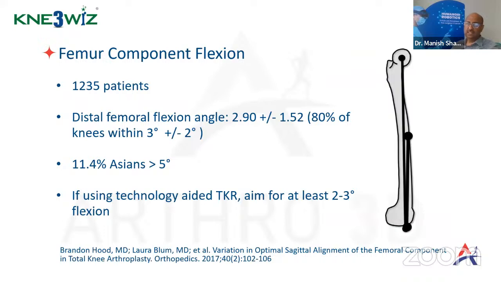A very large series, more than 1,000 patients, found that the distal femoral flexion angle was 3 plus or minus 1.5. And they said that in 11.4% of Asians, this was more than 5 degrees. Thus, while using imageless navigation or imageless robotics, aim for at least 2 to 3 degrees of flexion.